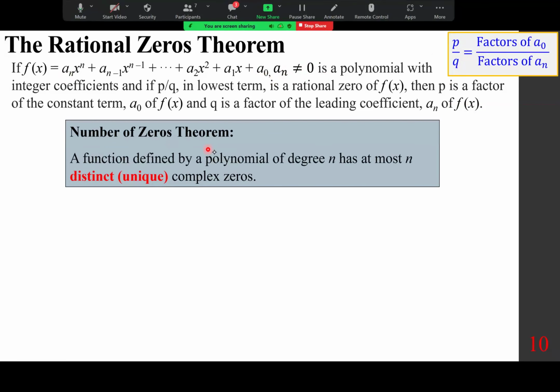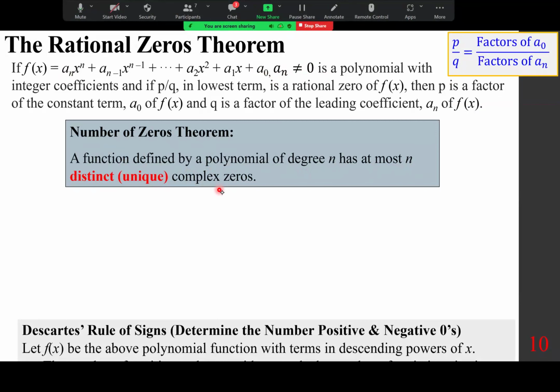Number of zeros. A function defined by a polynomial of degree n has at most n distinct or unique complex zeros. Some of them may be repeated, okay, class? So we could have repeated roots or zeros.